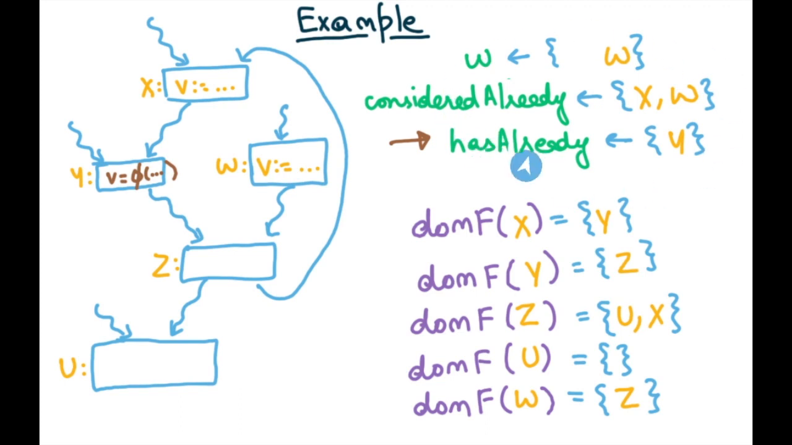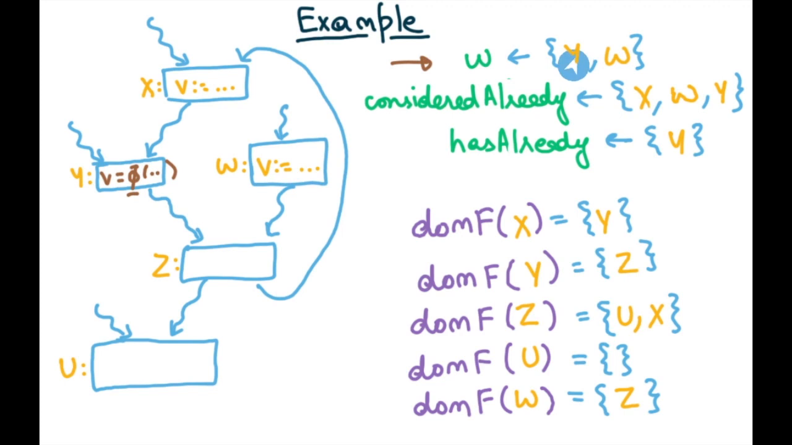Now the next thing I want to do is check whether y is already part of considered already or not. It is not, in which case I should add y to the work list. And so that's my next step. I add y to the work list because I want to consider this assignment and also look at all the phi nodes that need to be added by virtue of this phi function added at y. So my new work list is y comma w, and my considered already set also includes y now by virtue of y being added to the work list.